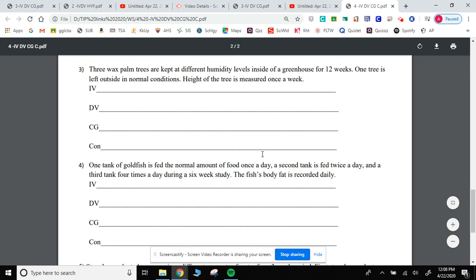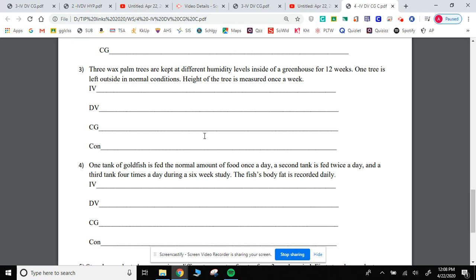The third one, 3 wax palm trees are kept in a greenhouse with different humidity levels. So the independent variable is what you're changing directly, which would be the humidity level. The dependent variable is the height of the tree. The control group would be the tree that's left out in normal conditions. And constants would be the same type of palm tree, the same, well, no, you can't really use the same greenhouse because the one's left outside. We would try to keep the same amount of sunlight, the same soil, that sort of thing.